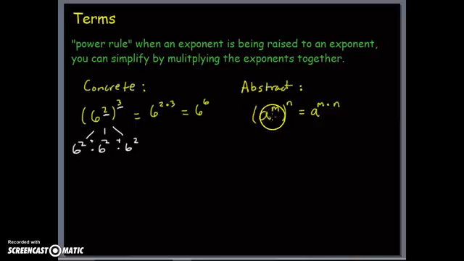An abstract way of thinking about it is a to the m power, all being taken to the n power. We can just multiply m and n, which are the two exponents.